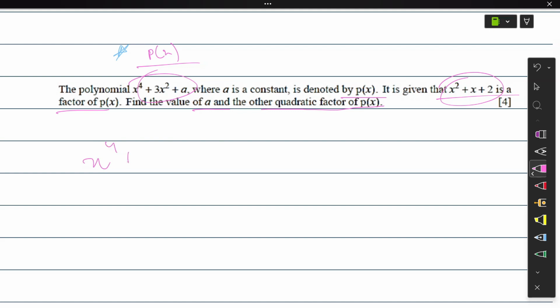So x to the power 4 plus 3x squared plus a is our polynomial. This polynomial is a multiplication of two quadratic equations, one of which I already have. The other I do not, so I'm going to denote it as a general form. dx squared plus ex plus q is what I'm stating it as. Now these two will multiply to form this polynomial exactly.